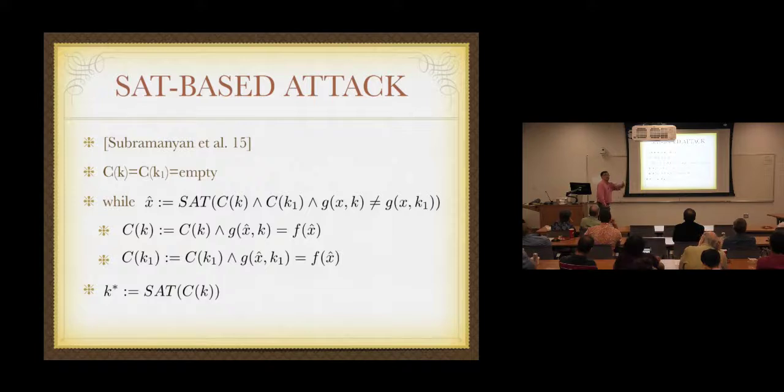So this is kind of like ruling out the possible keys within the constraint set until there is no such differentiation, right? So that means either you have only one key left, or you have multiple keys left, but they give the same output. Means they're all correct keys, right? So then you solve the set and the constraint, and then you get the correct key.